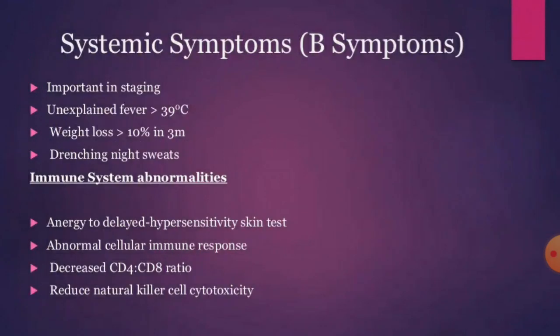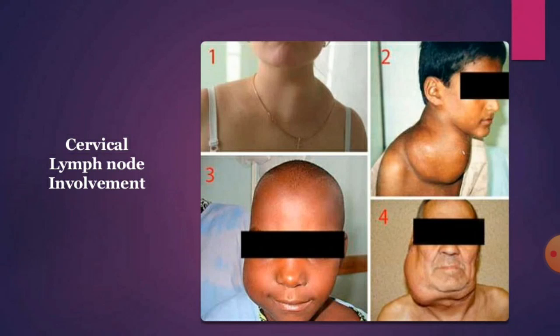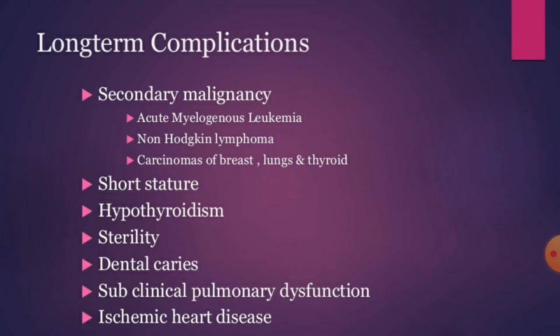Systemic symptoms, B symptoms, are important in staging: unexplained fever above 38 degrees centigrade, weight loss of 10% in 6 months, drenching night sweats. Immune system abnormalities: anergy to delayed hypersensitivity skin test, abnormal cellular immune response, decreased CD4 and CD8 ratio, reduced natural killer cell cytotoxicity, cervical lymph node involvement. Long-term complications: secondary malignancies, acute myelogenous leukemia, non-Hodgkin lymphoma, carcinomas of breast, lungs, and thyroid, short stature, hypothyroidism, sterility, dental caries, subclinical pulmonary dysfunction, ischemic heart disease.